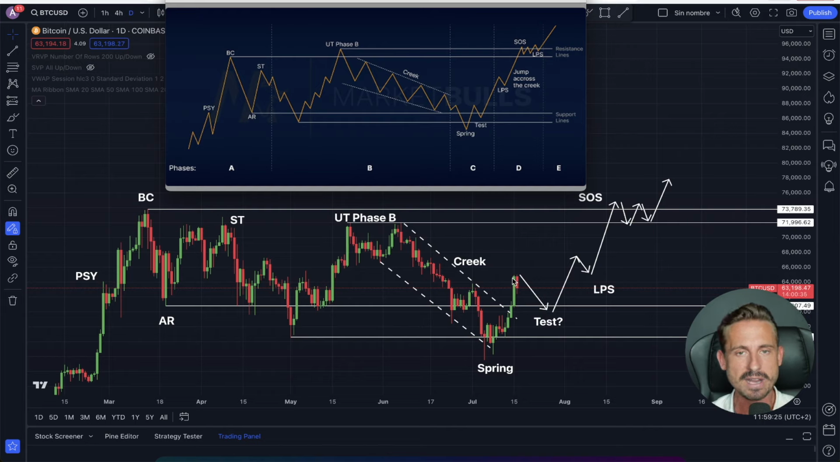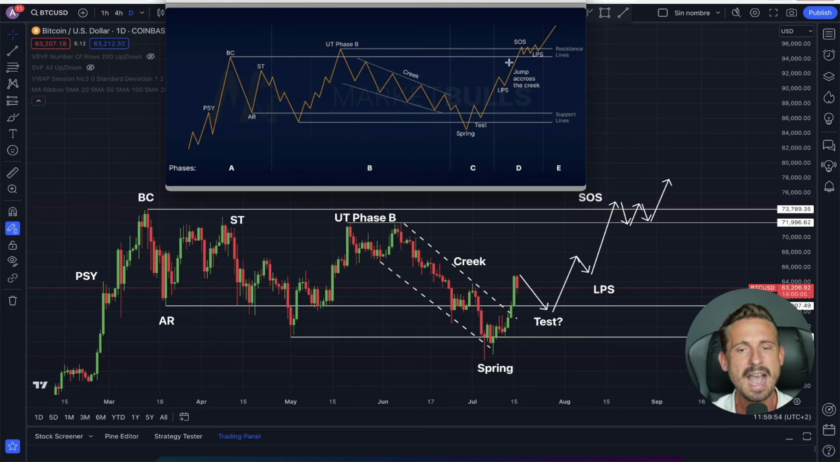Now, the question is, have we already confirmed that we are getting above the creek point, the descending wedge structure, or are we going to get one more leg to the downside to get the test point? We're going to be testing those support levels of the range, which will be explained on the other chart, going through those major confluence zones and realizing where we could be inside of this reaccumulation stage.